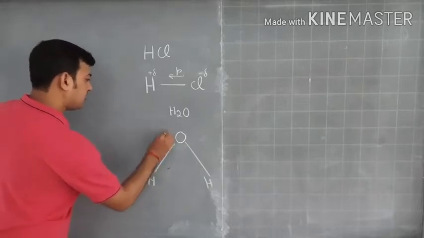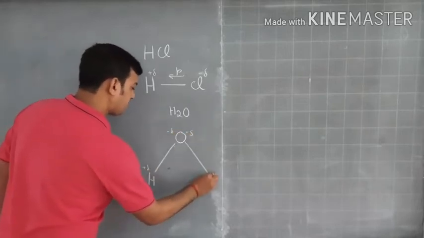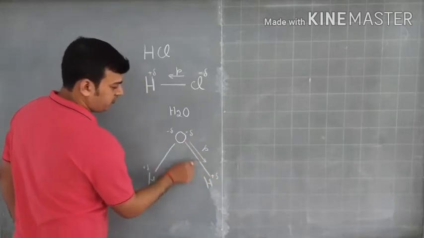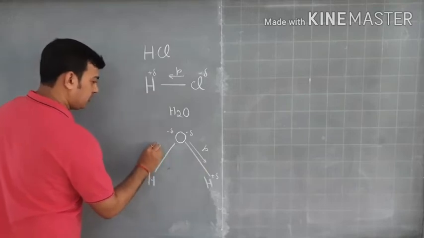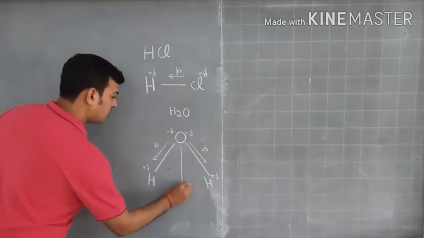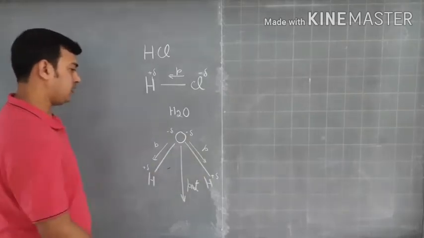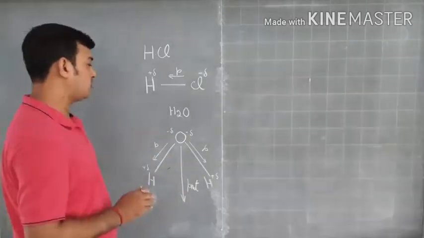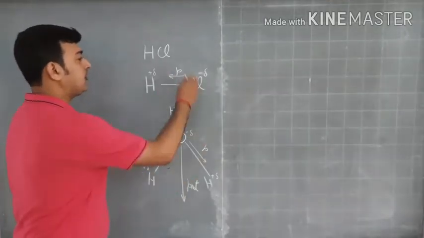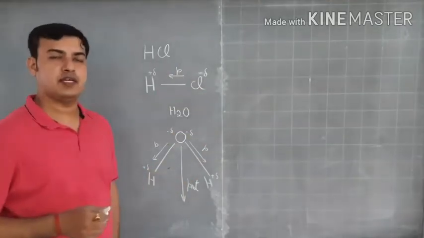I can write it like this too. And as you can see, this is the dipole moment of this dipole, and this is the dipole moment of this dipole, which will result in the net dipole moment in this direction. So polar molecule dielectrics have permanent dipole moment with them.